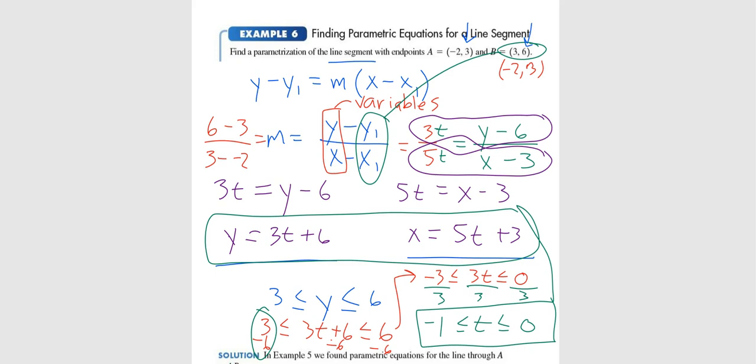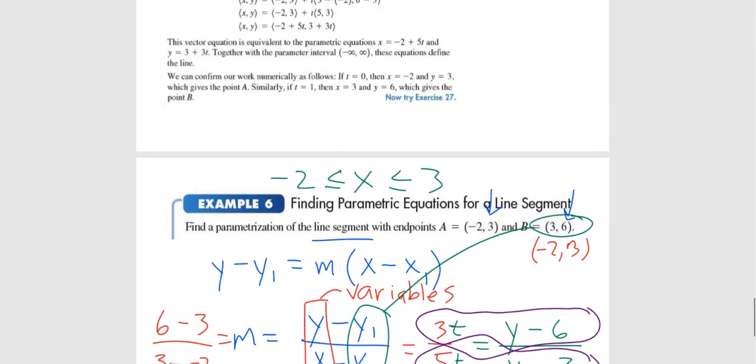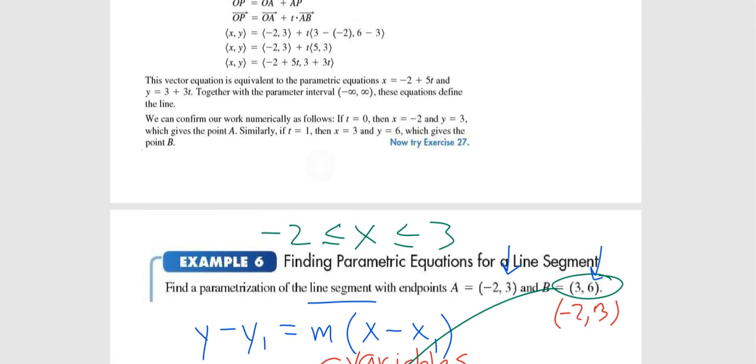Okay. We should get the exact same thing. So you had negative 2 is less than or equal to x, which is less than or equal to 3. And you plugged in the 5t plus 3. And you really need some room here. 5t plus 3 is less than or equal to 3, which is less than or equal to negative 2.